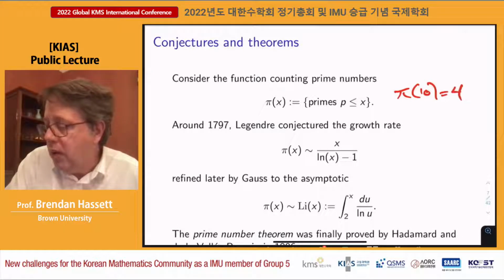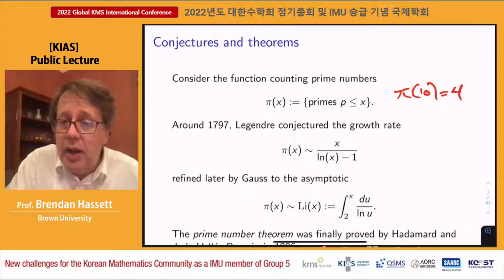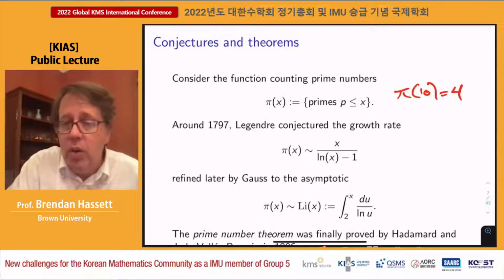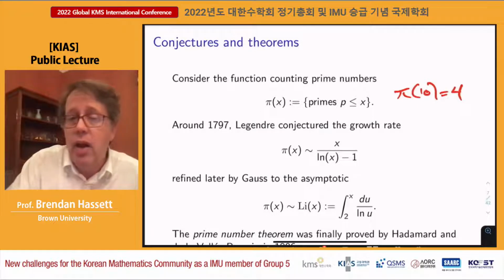And so we're interested in understanding how this function behaves as a function of x, and specifically how quickly it grows. As x increases, we know that the number of primes will increase, but exactly quantitatively how quickly.